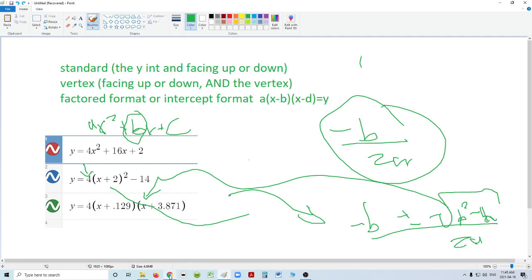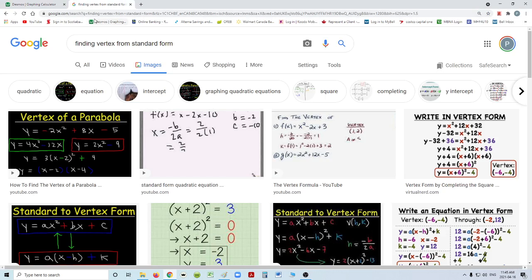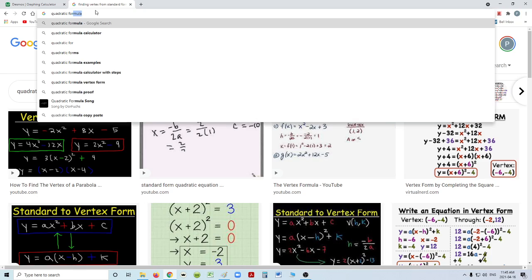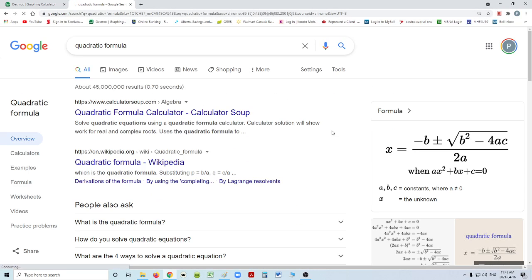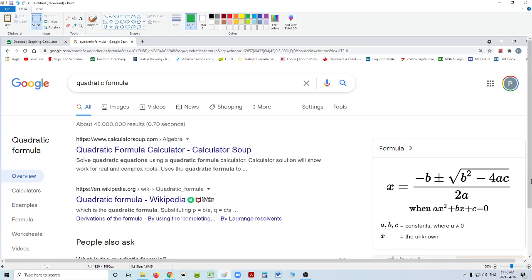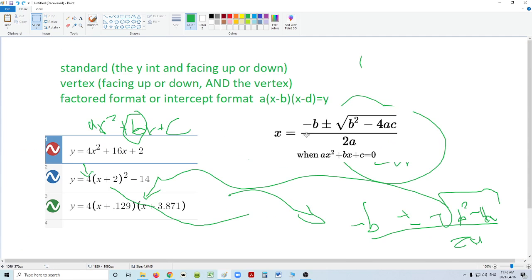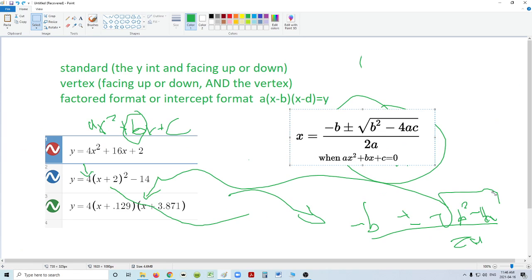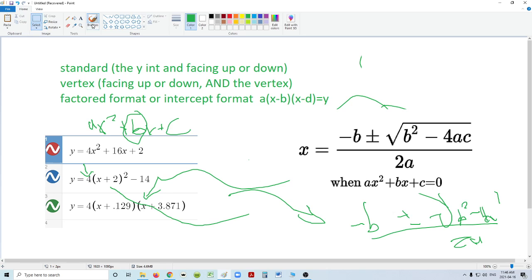The quadratic formula is used when you cannot find the factors of something. Quadratic equation, I think it's called. Formula. Yeah. Did I get it right? Yeah, I did. So there it is right there. So when you cannot factor something, you have to put it in the standard form. It only works in the standard form, which in this case is right here.